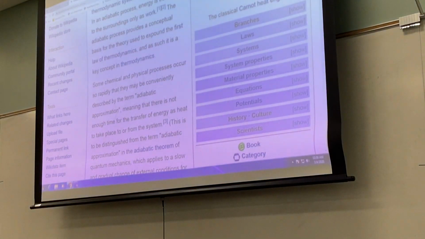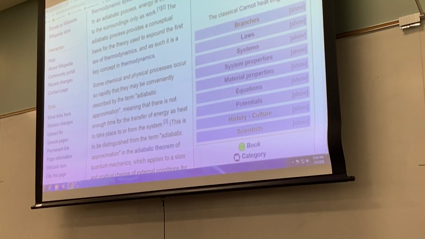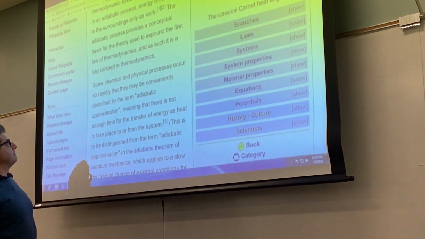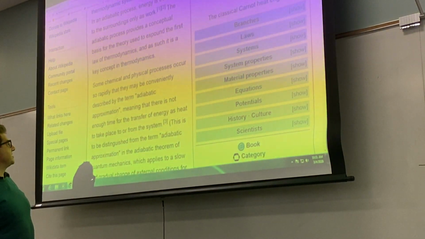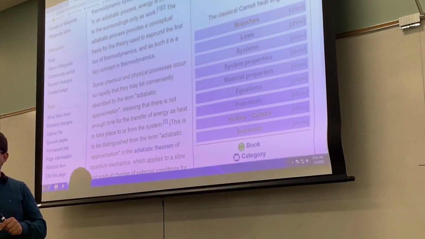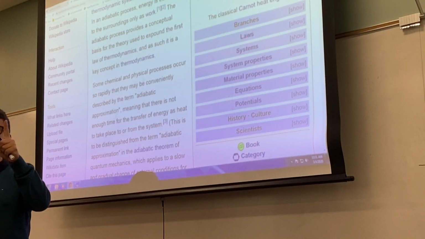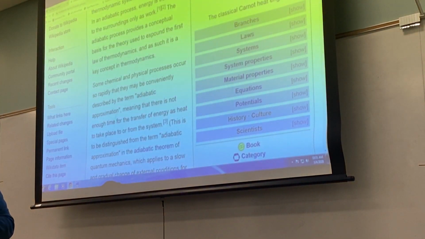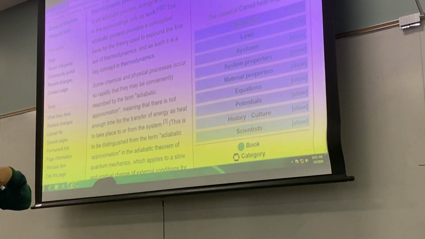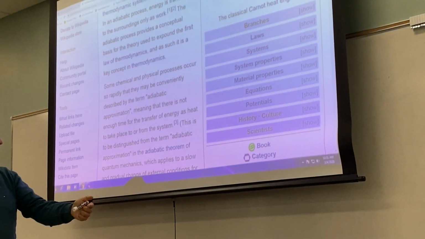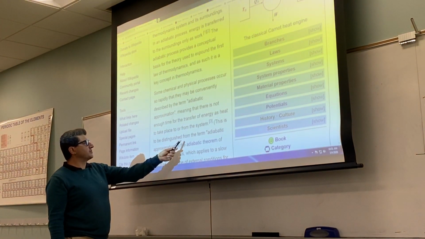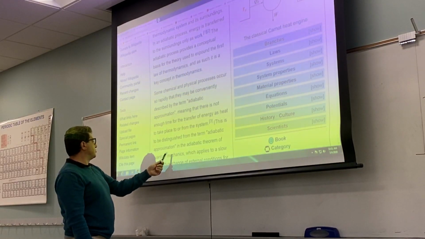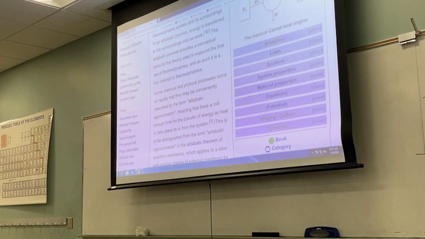Okay, so then it says some chemical and physical processes occur so rapidly that they may be conveniently described by the term adiabatic, meaning that there is not enough time for the transfer of energy as heat to take place. So even though there might be a slight transfer of energy, events that are quick tend to also be called adiabatic, because if it's quick enough, then you don't have much time for transfer of energy, you see. That's what it's saying: processes occur so rapidly. This is to be distinguished from the term adiabatic in the adiabatic theorem of quantum mechanics. Let's go on.